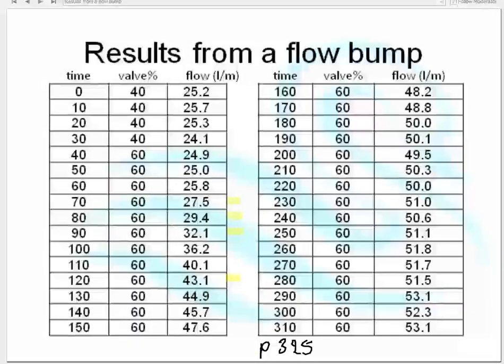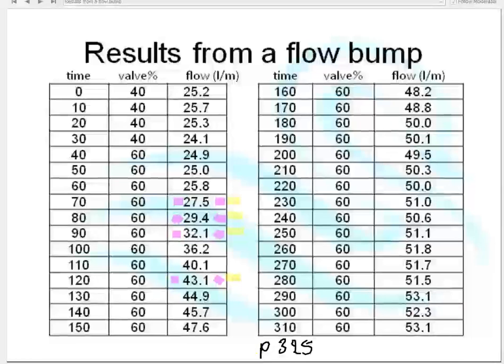Right. Here are the results from a flow bump. Those of you that have got books, you'll find this on around about page 325. There are some slight differences to the book. The difference is I've highlighted the different values. So this is a different value, this is a different value, this is different, and this is different from the book.